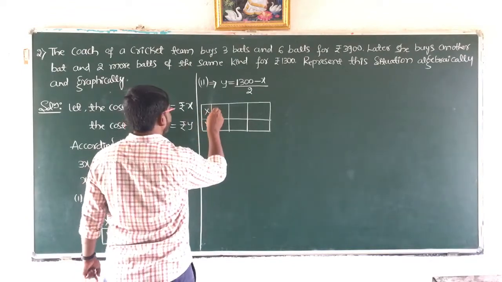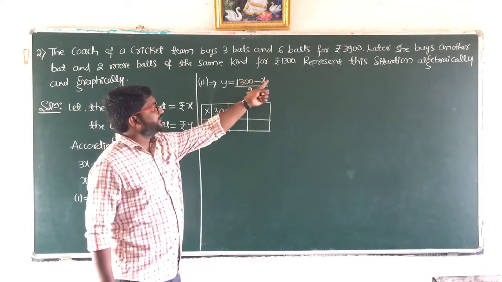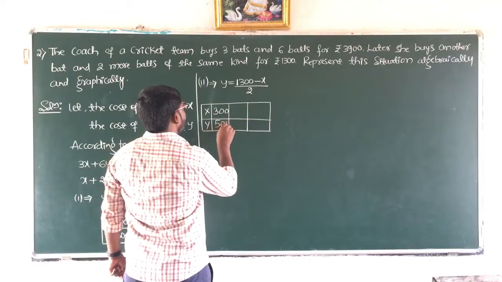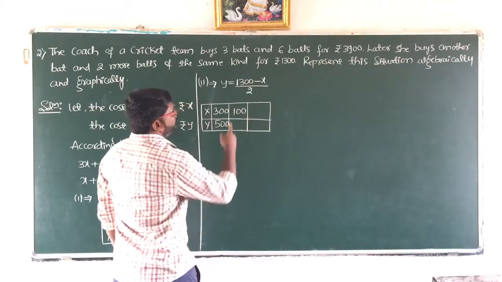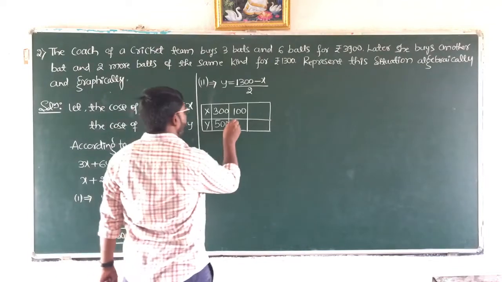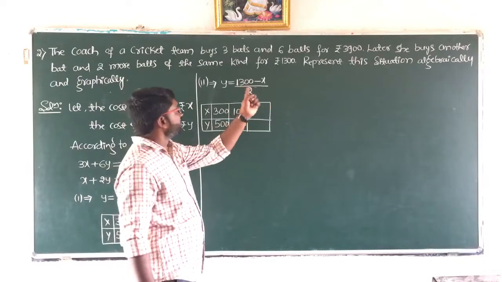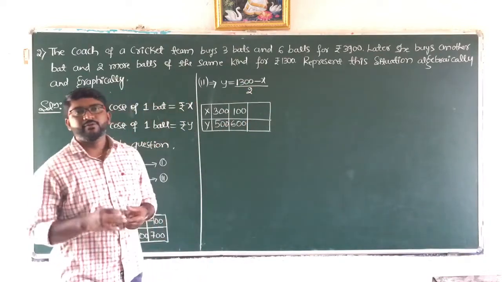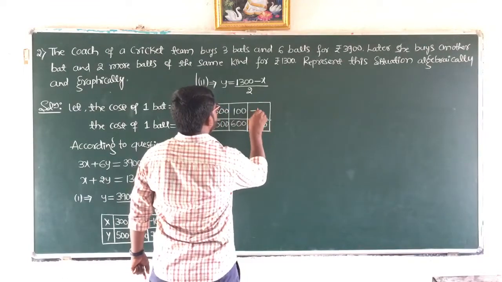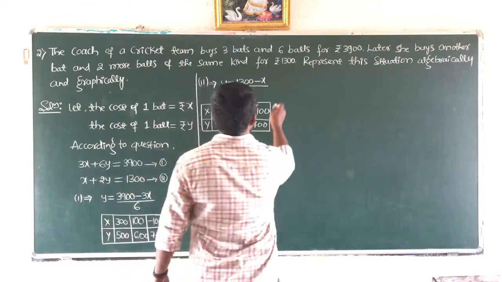Again I take the value of x as 300. 1300 minus 300 will be 1000. 1000 divided by 2 will be 500. Then now I take x as 100. So 1300 minus 100 will be 1200, divided by 2 will be 600. Then now we take x as minus 100. Minus into minus will be plus. 1300 plus 100 will be 1400, divided by 2 will give us 700, for x as minus 100. So we have got both the tables. Next we have to go for the graph.